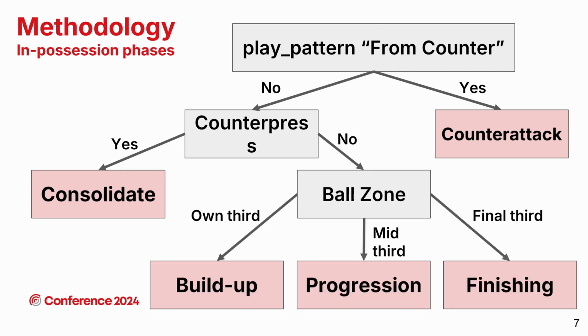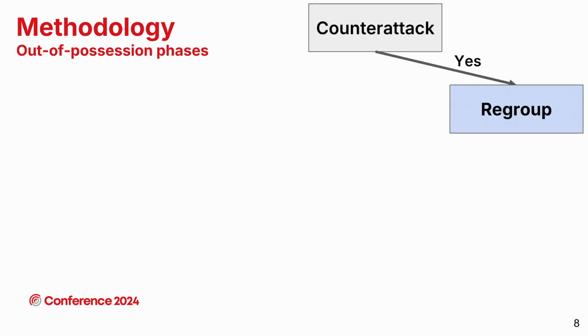Else, if the out-of-possession team is making a counter-pressing action towards the in-possession team, then the in-possession phase is a consolidate. And then we define the other 3 in-possession phases, build-up, progression, and finishing, depending on the ball location on the pitch, being in the own third, middle third, or final third.